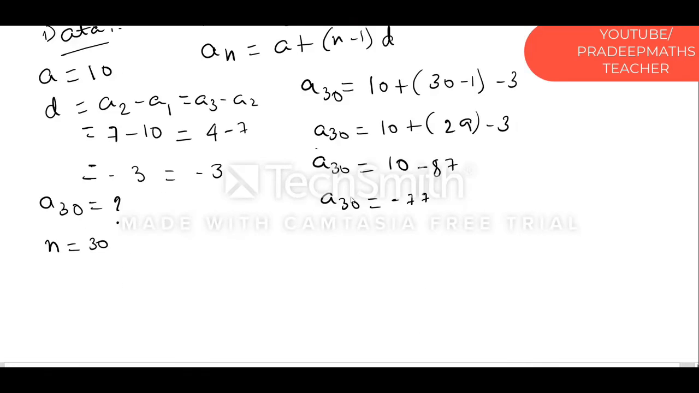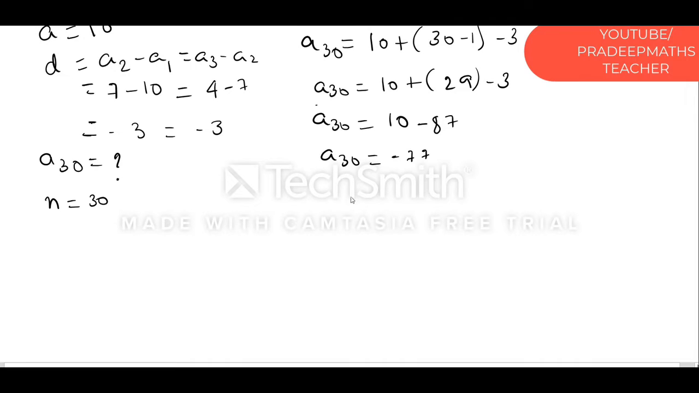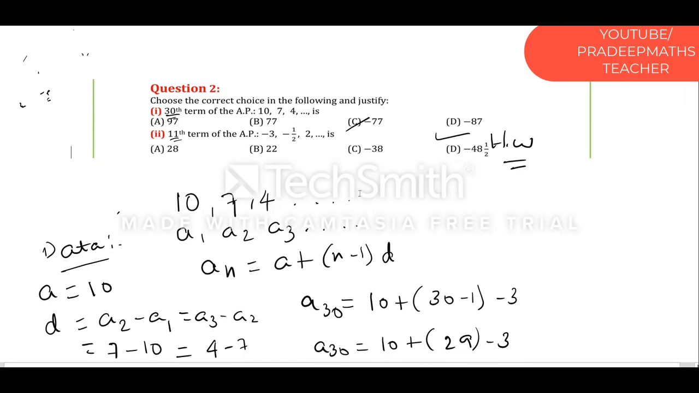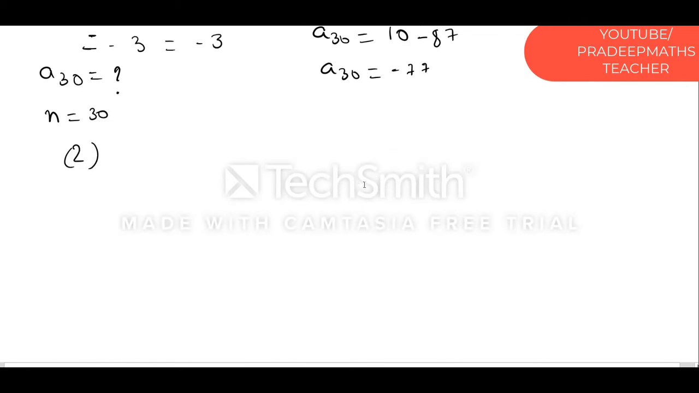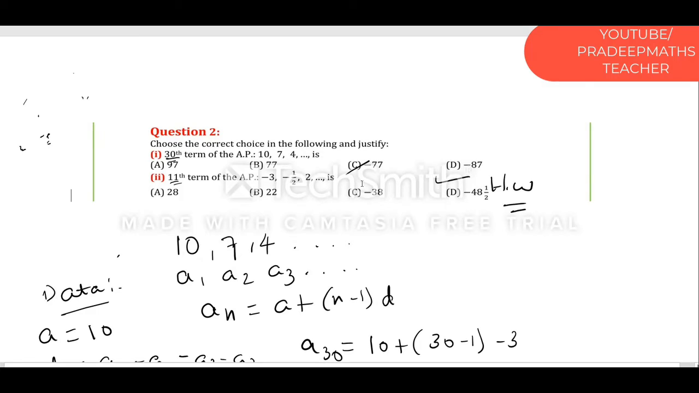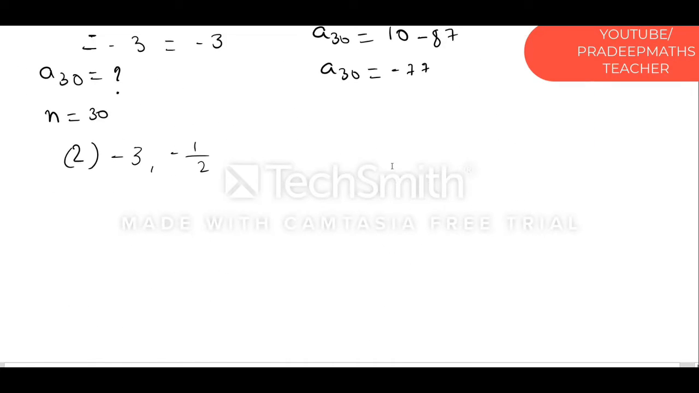Now we are solving the second one. The AP they have given is minus 3, minus 1 by 2, and 2, and you need to find the 11th term.